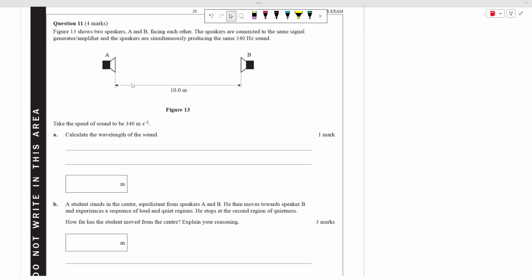Question 11. Figure 13 shows two speakers, A and B, facing each other. The speakers are connected to the same signal generator/amplifier, and the speakers are simultaneously producing the same 340 Hz sound. Take the speed of sound to be 340 meters per second. Calculate the wavelength of the sound. This is 1 mark, a straightforward question. Speed equals frequency times wavelength, so wavelength equals speed over frequency, which is 340 over 340, which is 1 meter. Easy. If we get that one wrong, then I don't know what else to do.